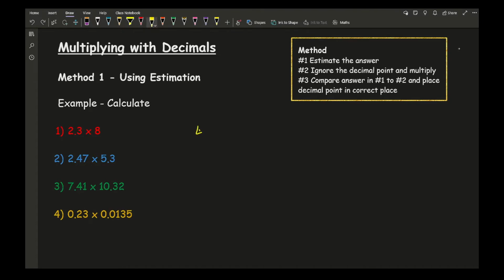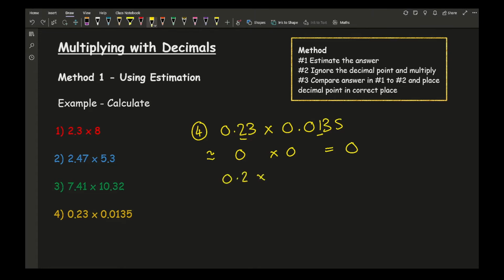But the problem I've got with question 4 is when I've got 0.23 times 0.0135, that estimating, well, roughly, again, in your head without going into proper estimating, is going to be 0 times 0, which is 0. Okay, now if you've watched the video on estimating, you always kind of want to round up to the nearest sig fig. So really what it should be is 0.2 times 0.01, and that will give you an answer of 0.002.